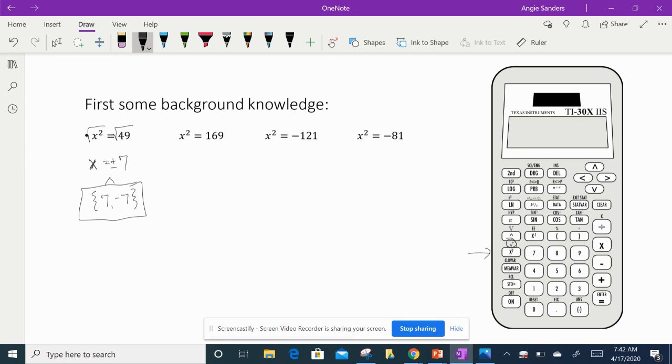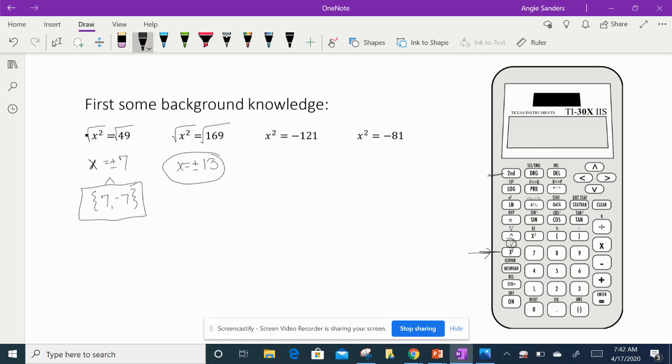So let's try another one. x squared is equal to 169. So we're going to introduce the square root on each side and get x is equal to, then we're going to hit the second x squared button and then type in 169. And when I do that, I get an answer of 13, but I must remember I could have a positive 13 or a negative 13 as my answer.